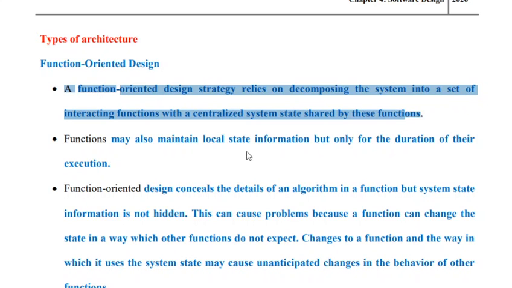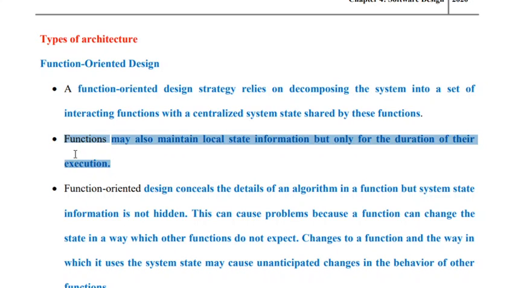Now, in case of function-oriented architecture, the functions can maintain their own local information as well, right? But the local information will be present only during the execution of the program. So function-oriented architecture considers the way the algorithm is implemented, but it does not protect the data. That is one of the major limitations.